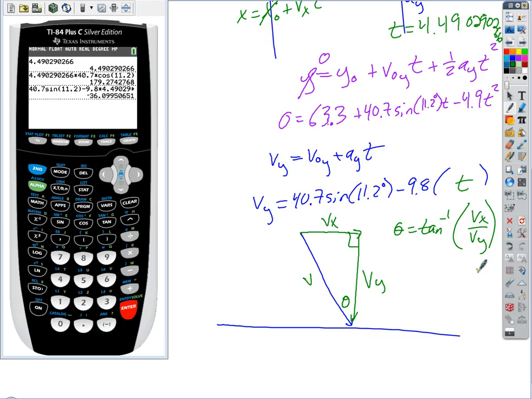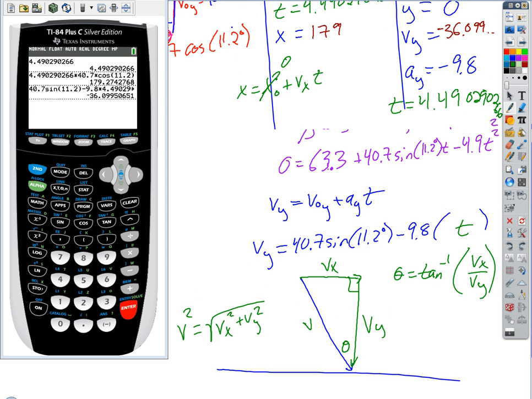Okay, but what we do want to know is the length of this thing. Well, how do I find the magnitude of the speed? How do I find the magnitude of v, if I know those two parts? Yeah, Pythagorean theorem, right? So we know v equals the square root of v sub x squared plus v sub y squared. So let's do that with our numbers up here.